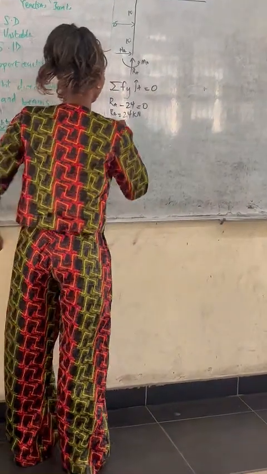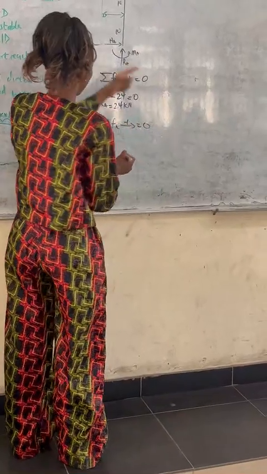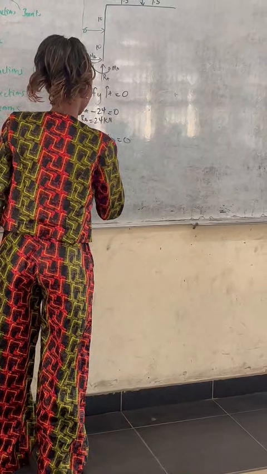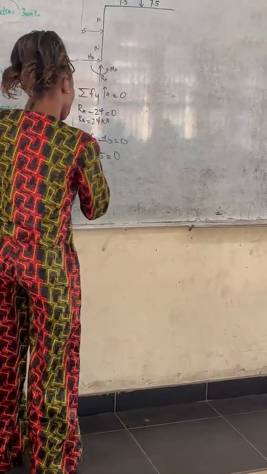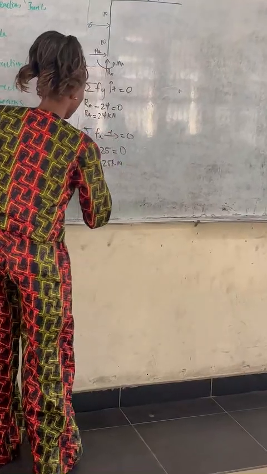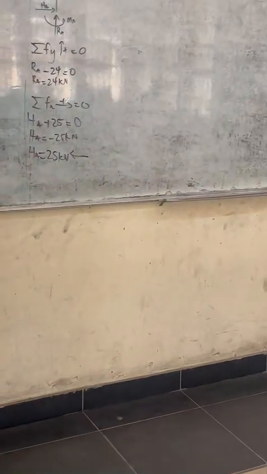The next one is summation of our horizontal forces. We have HA plus 25 equals what? 0. So our HA is going to be minus 25 kilonewton, which is telling us that the direction we chose for it is what? Wrong. So we are going to have HA to be 25 kilonewton in this direction. That was what I was explaining there. So this is what we are going to have here.